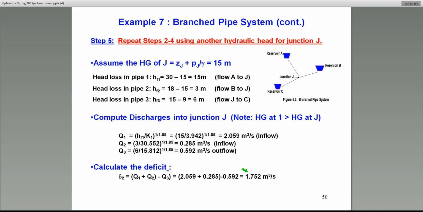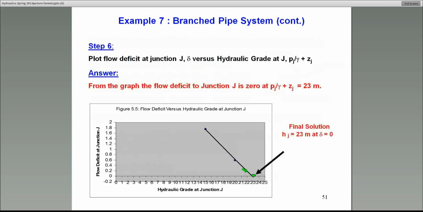And if you take the difference of inflows minus outflow, you still get a positive deficit. In fact, this is worse than what I started off with. But it doesn't matter because the graphical method I'm going to show you will quickly give you the correct value or balance the system out. So delta 2 is 1.752. So go to the next slide.